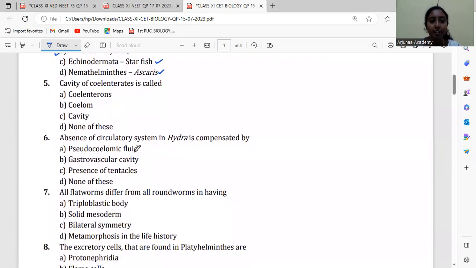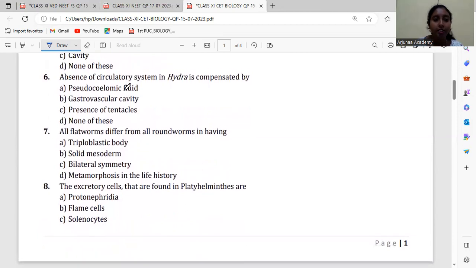Then fifth question, the cavity of coelenterates is called. So although they are acoelomates, they have a body cavity, and that body cavity is called coelenteron. Because of this coelenteron, they got the name coelenterate.